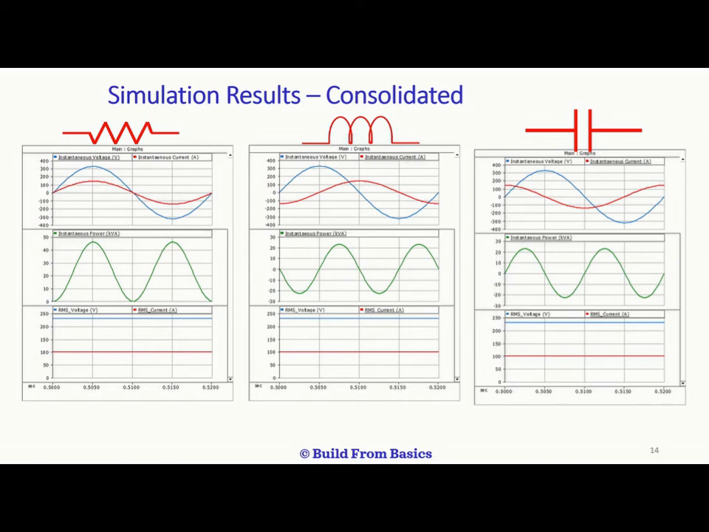Now the consolidated simulation results are given in this slide. The simulation results of instantaneous and RMS values of voltage and current, and the instantaneous power of a pure resistor, inductor and capacitor are presented here for comparison. From these results, it is clear that all the components draw 100 amperes RMS current irrespective of the type of load.